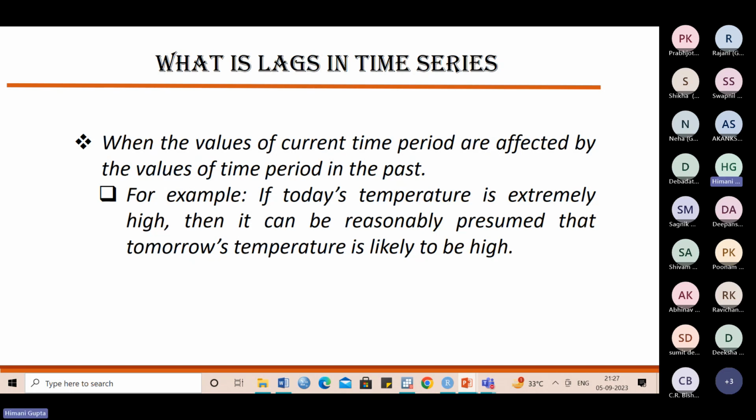I also gave you the example of the sale of an automobile. The sale of the automobile can depend on its previous sale, or it can depend on advertisement, which is sitting in an error term from the past. So it's not that today's value of anything depends only on what is happening in today's state. It can also depend on what has happened in the past.